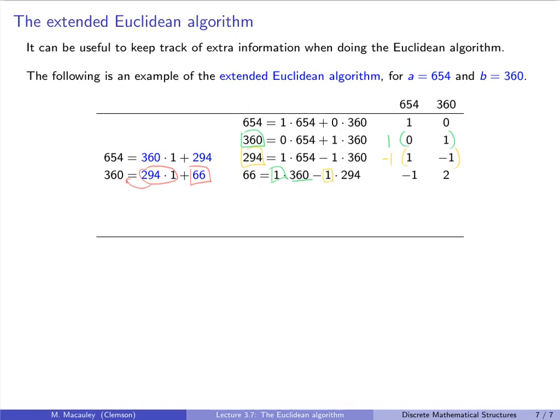Okay, got that? Now we keep going. We divide 66 into 294, and I think we get 4 with the remainder 30. So 294 is 66 times 4 plus 30. So once again, we solve for 30. We move the 66 to the left-hand side, and we get 30 is 1 times 294 minus 4 times 66.